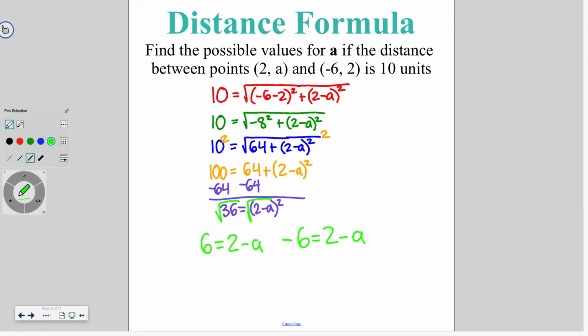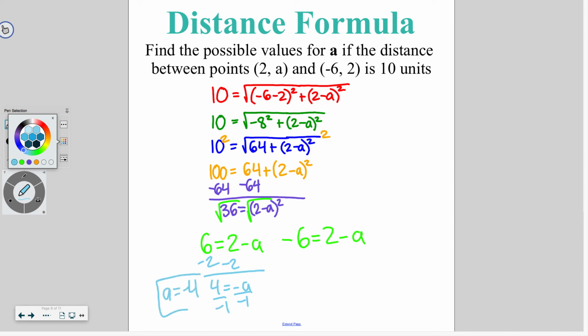Our next job is to keep solving for a, so I'm going to subtract 2 from both sides, giving me 4 is equal to negative a. Dividing by negative 1, I get a first answer of a is equal to negative 4. Then I'm going to come over here and do the same thing. Subtract 2 from both sides, giving me negative 8 is equal to negative a. Dividing by negative 1 on both sides, I find out that 8 is equal to a. So there are always going to be two possible values that are going to give you this distance. In this case, we have negative 4 and positive 8.